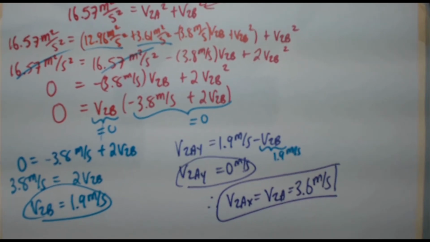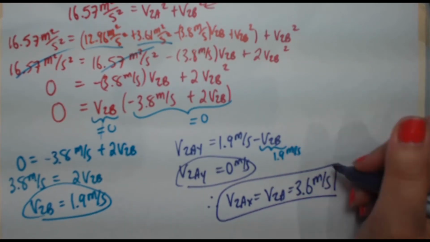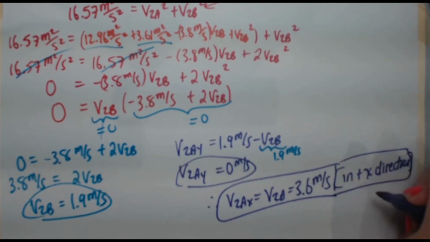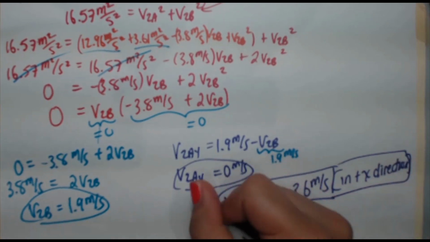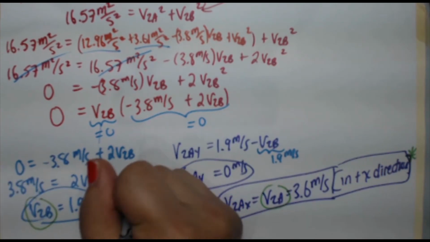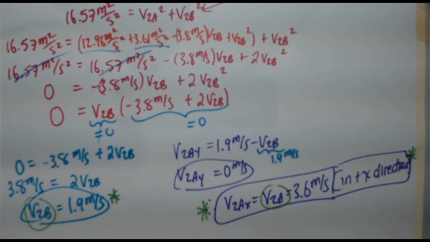I know I've boxed a lot of things here, so let me try to make it clear what we're trying to find. We were looking for the final direction of ball A and the two speeds. So ball A is going in the positive x direction, so let's actually indicate that in positive x direction. All right, so here is one answer, V2A, and we found V2B. It's over here. We already know it was given to us that it's going up in the positive y direction.